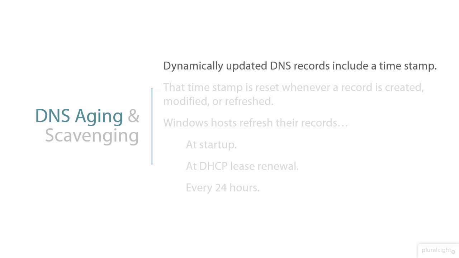And so with aging and scavenging, the first half is aging, where a dynamically updated DNS record is added to your DNS zone and is added also with a timestamp. This timestamp is used to essentially put a time bomb on that record so that the record can be removed after a certain period of time. The timestamp, the time bomb value, is reset anytime the record is created, when it's modified, or when that record happens to be refreshed.